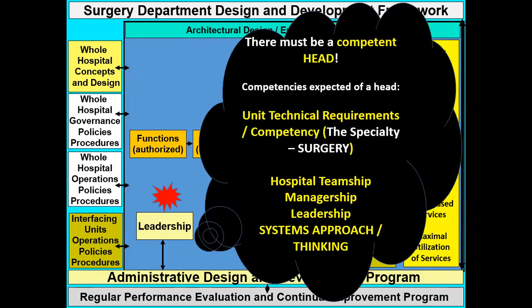Let's start with the first box here, leadership. There must be a competent head with at least the following competencies: the unit technical requirements and competency on the specialty of the department. So in this particular lecture, we're talking about the Department of Surgery. So the leader must have competency in surgery. So the head must be a surgeon.